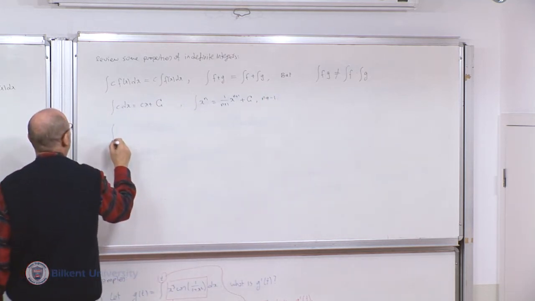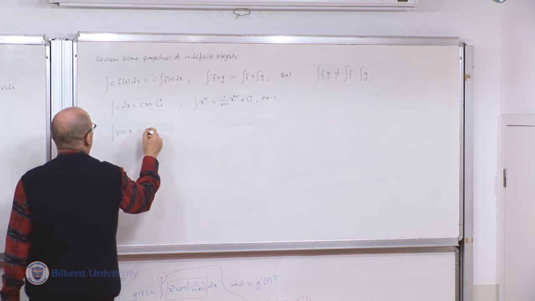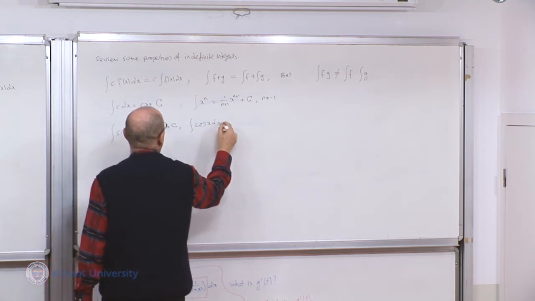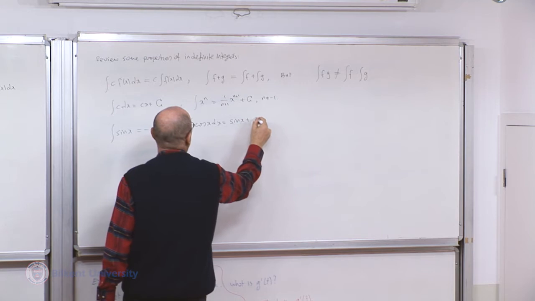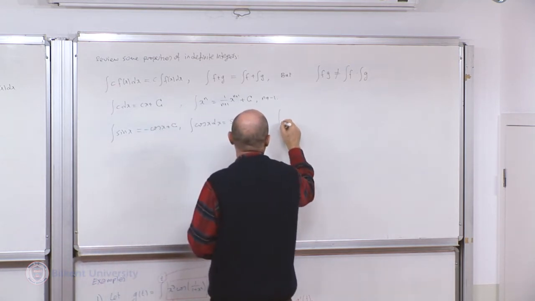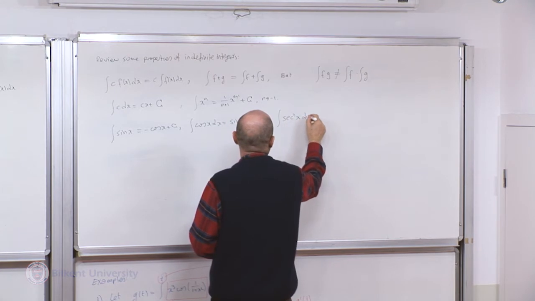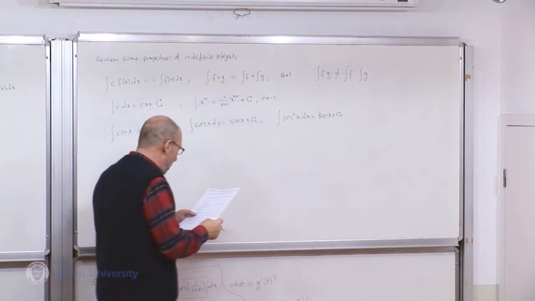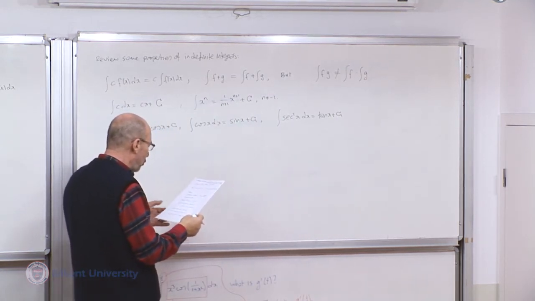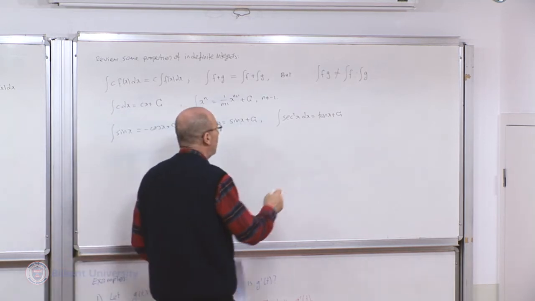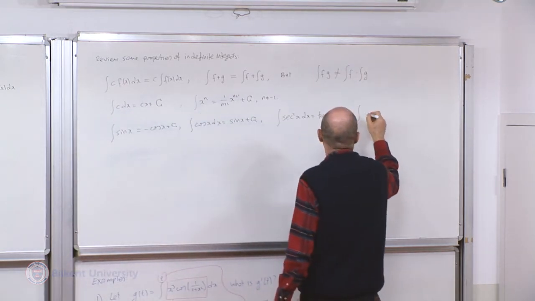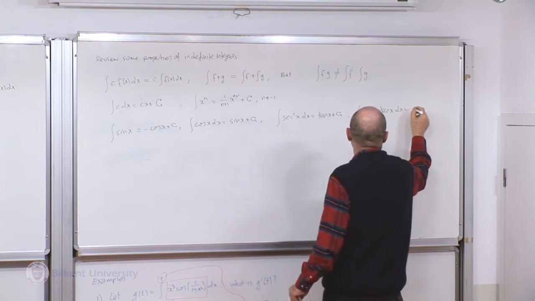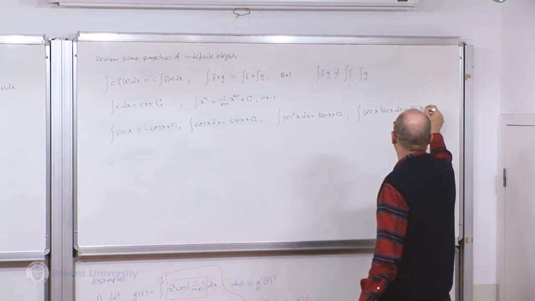What other things we have? Sine x dx is minus cosine x plus c. Cosine x dx is sine x plus c. Then we have the usual things. I think secant square x dx. So this is tangent, right? Tangent x plus c. There are also rules for cosecants and cotangents, but I will not go into that because I can never memorize them. So secant x tangent x dx is what? Secant x plus c.